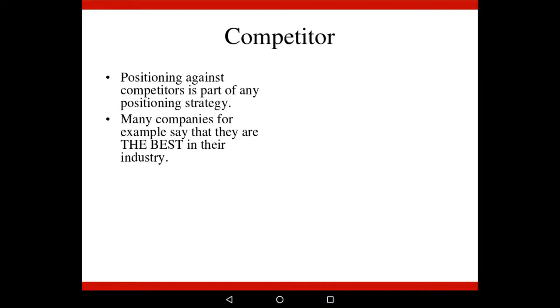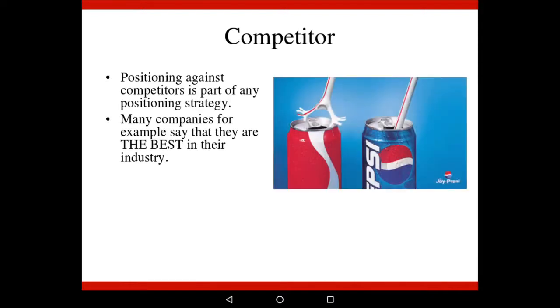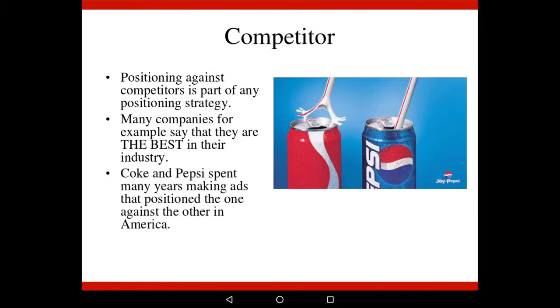Now in South Africa, you're not allowed to name any other competitor in your ad, but in America you can actually. You can specifically mention that your product is better than that other brand. Okay? And Coke and Pepsi have been doing this for years in America, right? Coke saying that they're better than Pepsi, and then Pepsi says they're better than Coke, and here you can see a typical example which Pepsi did, where the straw doesn't even want to go into the Coke can. Pepsi saying they're much better than Coke. Coke and Pepsi spent many years making ads that positioned the one against the other in America.